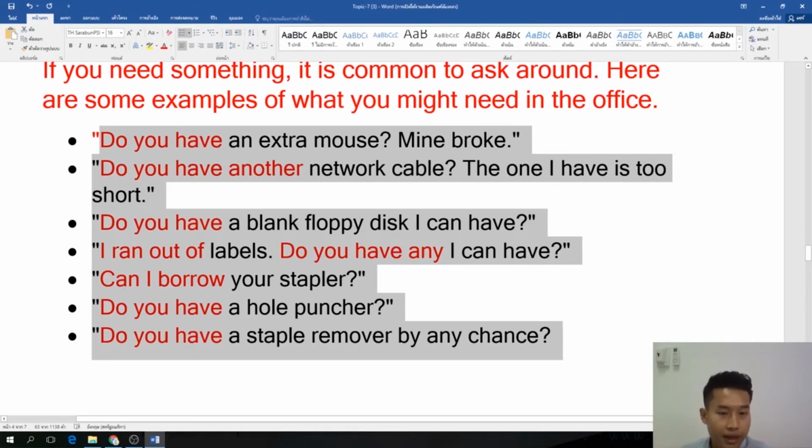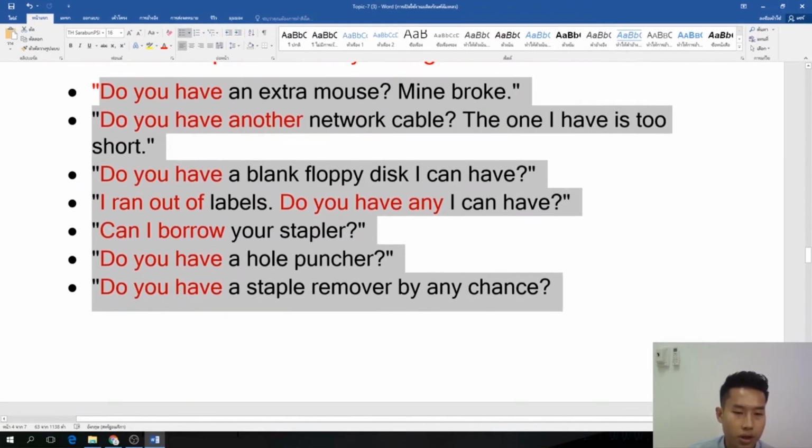And then, do you have a blank floppy disk I can have? Okay, I ran out of means I have none left of the labels. I ran out of labels. Do you have any I can have? Can I borrow your stapler? Can I rent your stapler? Okay, do you have a hole puncher here? Okay, do you have the staple remover by any chance here? Staple remover by any chance? Okay.